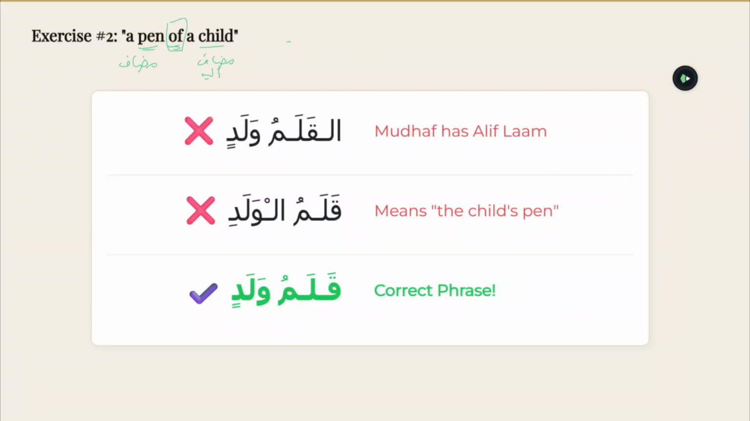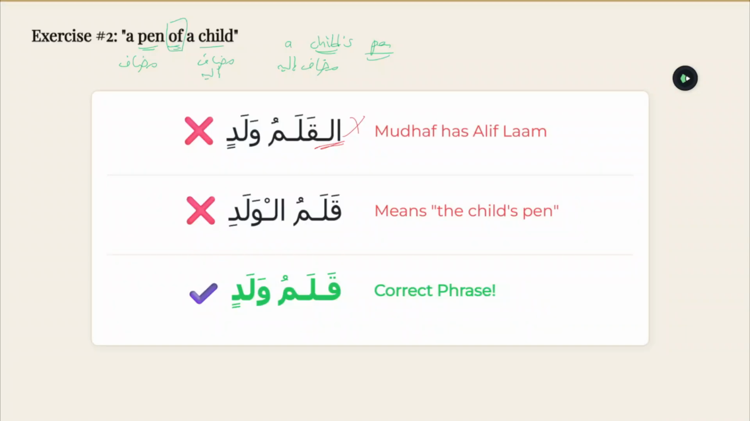If you're using an apostrophe s, then in that scenario the mudaf ilayh comes first, and the mudaf comes second. Over here, because we're using of, a pen, that's the mudaf. If we say qalam, and then of a child, the child is the mudaf ilayh. Al qalamu waladin, even though the order is correct, rule number 1 is good to go. The issue over here is that you added an alif lam to the mudaf, and therefore, this would be incorrect on account of rule number 2 not being followed.